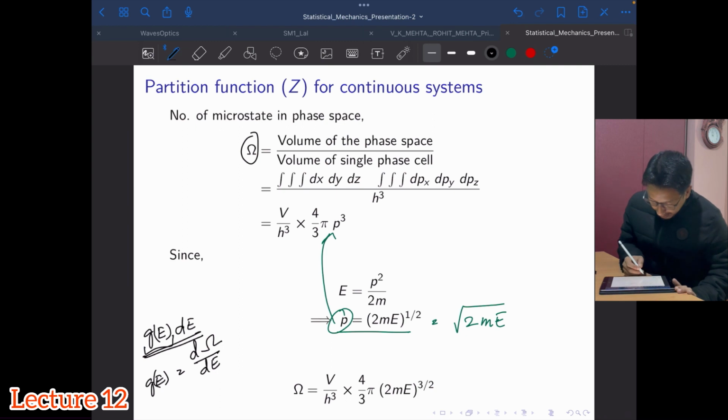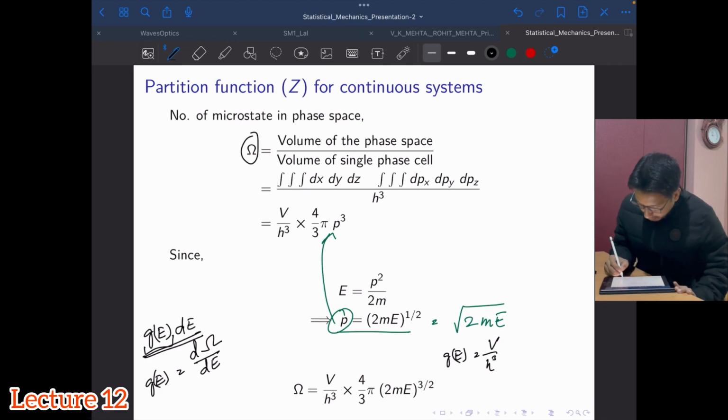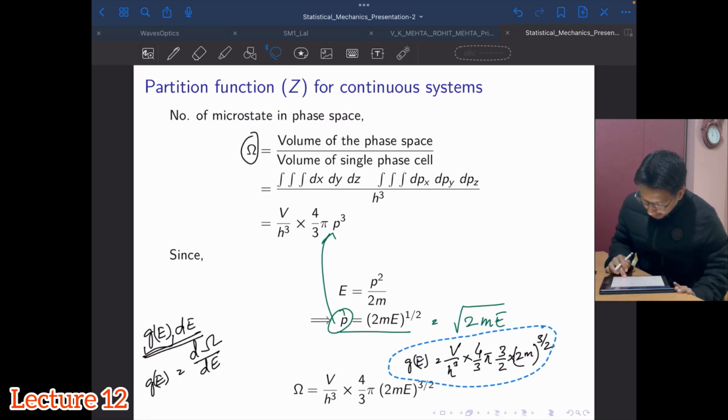If I calculate this differentiation, I will get G of E equal to V by h cube, cross 4 by 3 pi. So 2 by 3 will be coming out, and I will remain with 2mE, anyway this is constant. Let me move this a little bit to this side.